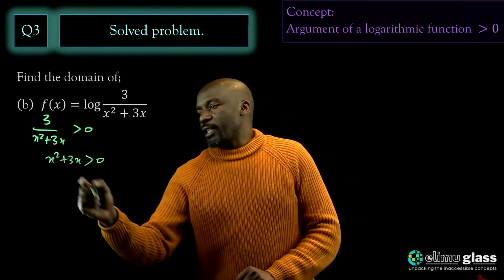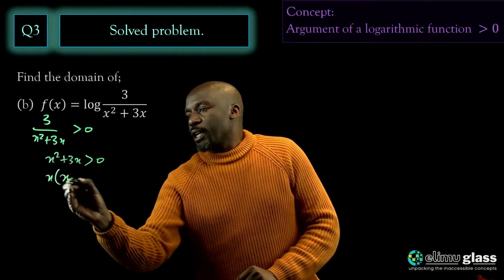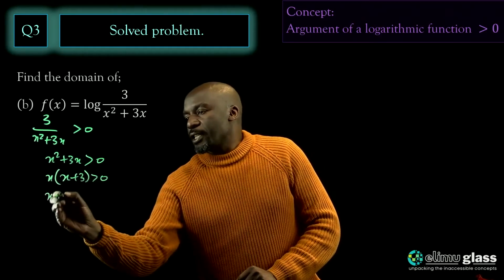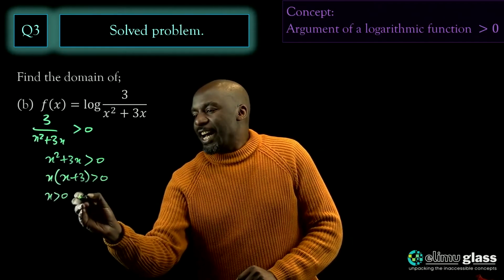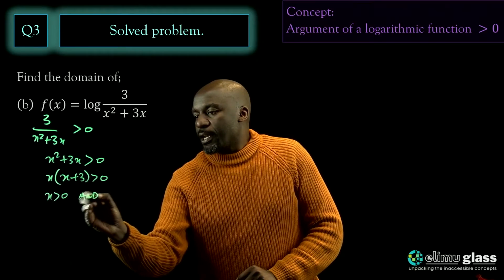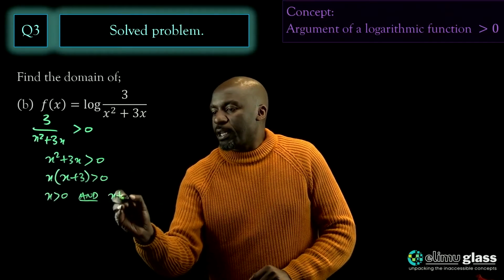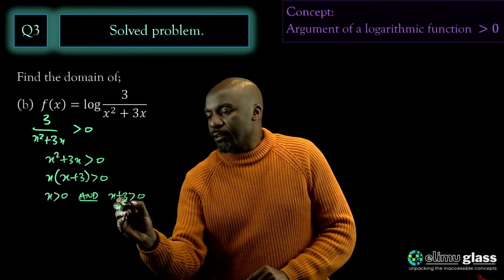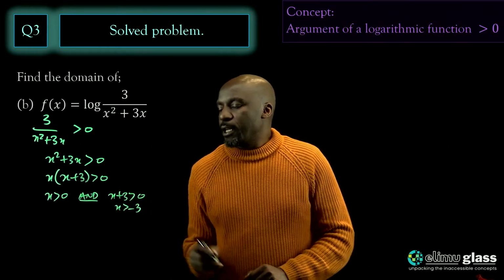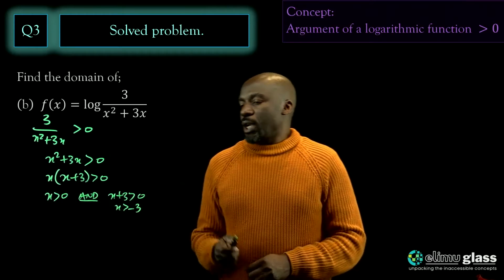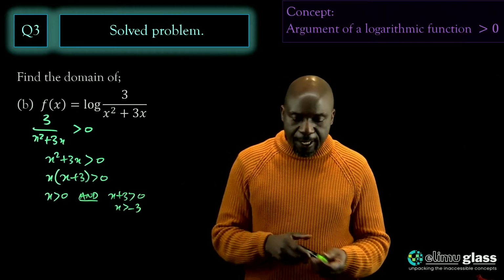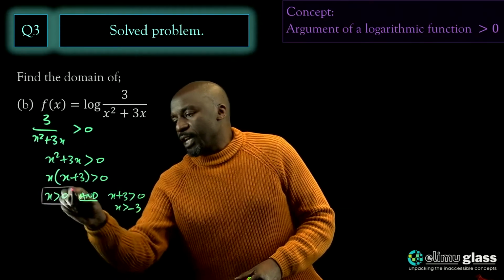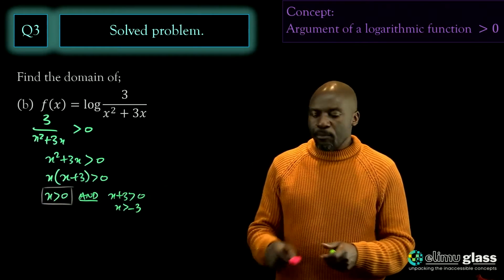We can factorize this, and we have x times x plus 3 is greater than 0. This means that x is greater than 0 and x plus 3 is greater than 0, meaning that x is greater than negative 3. So which of these two covers both? I would say that we will take x greater than 0 to represent both the numbers.